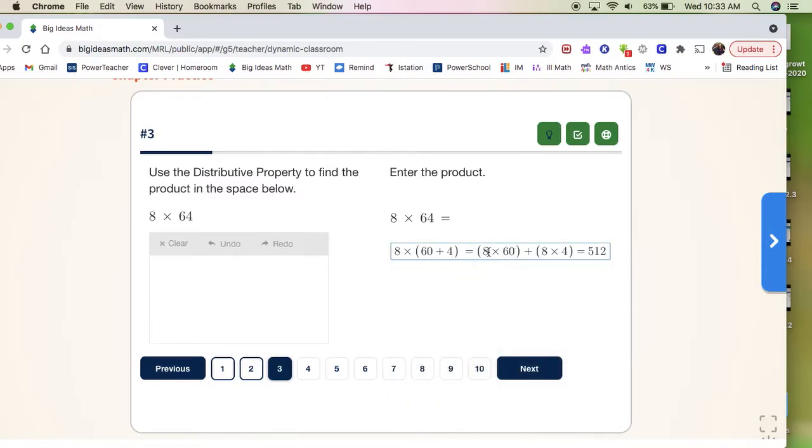Okay, so 60 times 8. 6 times 8 is 48. Put that 0 on the end because it's not actually 8 times 6. It's actually 8 times 60. We get 480 plus 32, which is 512.